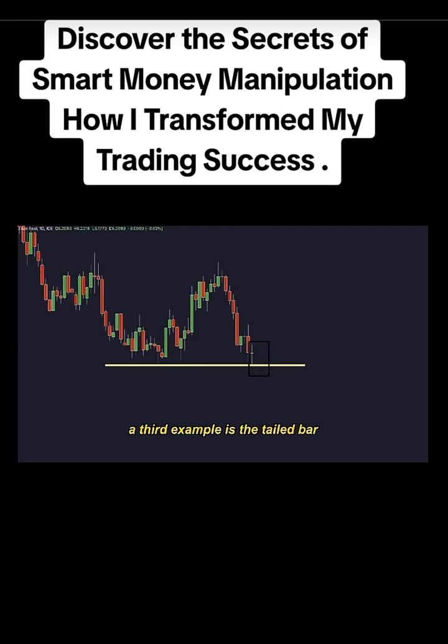Our third example is the tailed bar. Similar to the bullish pin bar, this pattern has a long tail or wick, but it can occur within a series of candles showing indecision, like dojis or small-bodied candles.